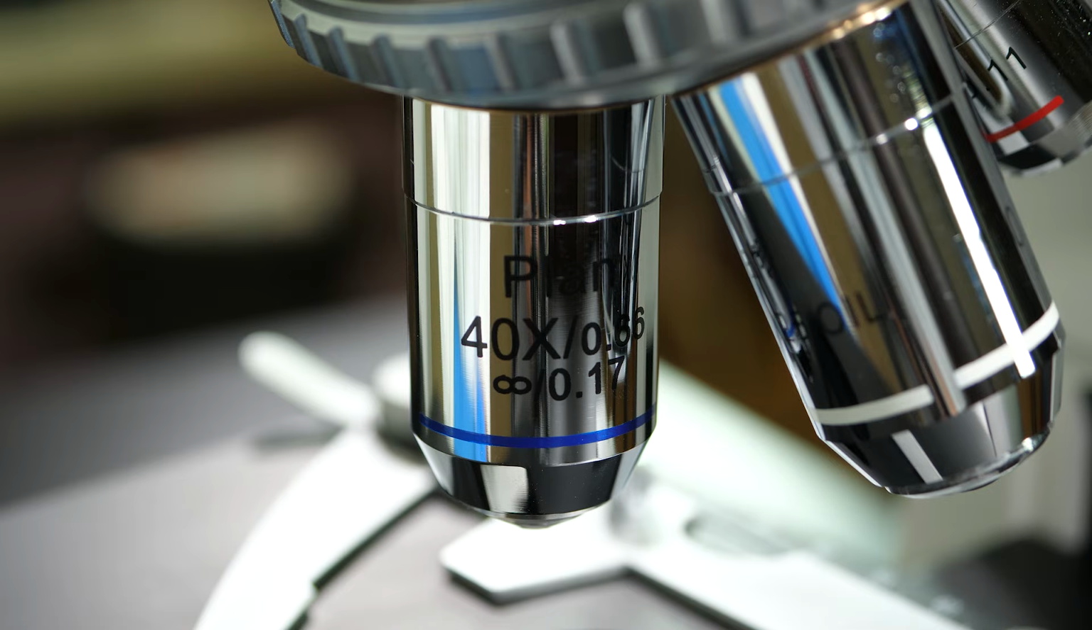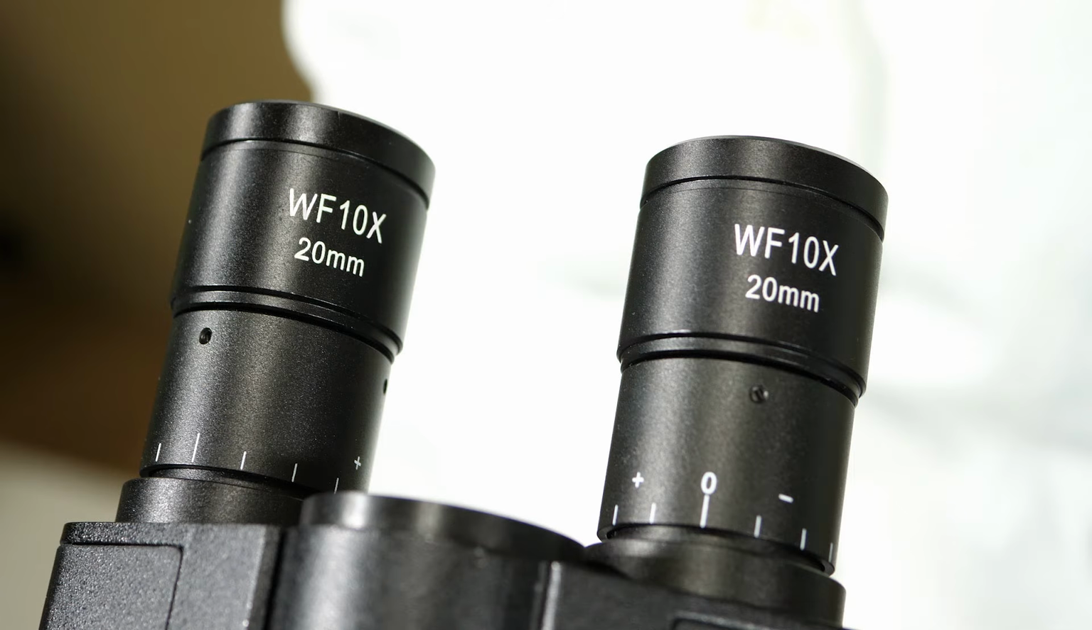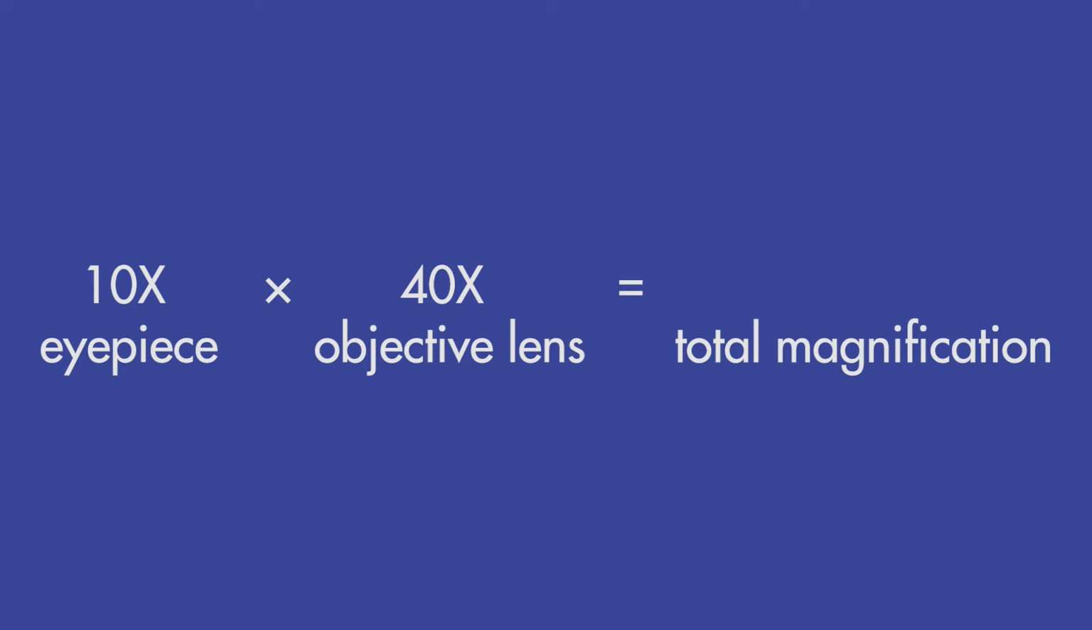To calculate the total magnification of a microscope, multiply the power of the objective lens by the power of the eyepiece. The eyepiece usually has a power of 10x, so if we are using the 40x objective lens, the total magnification of the image will be 400x.